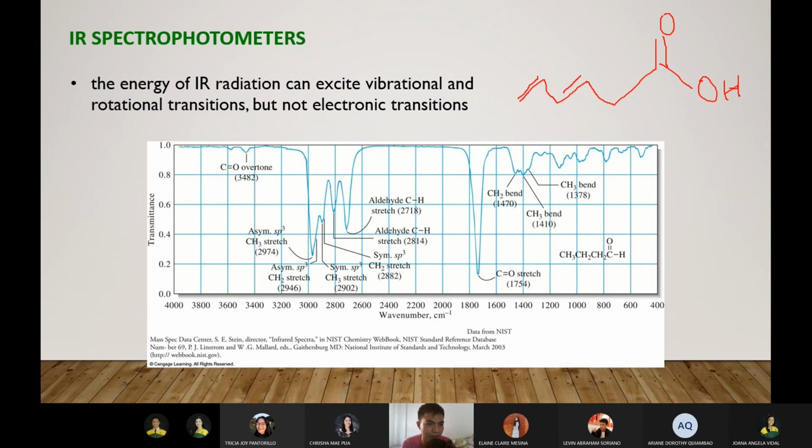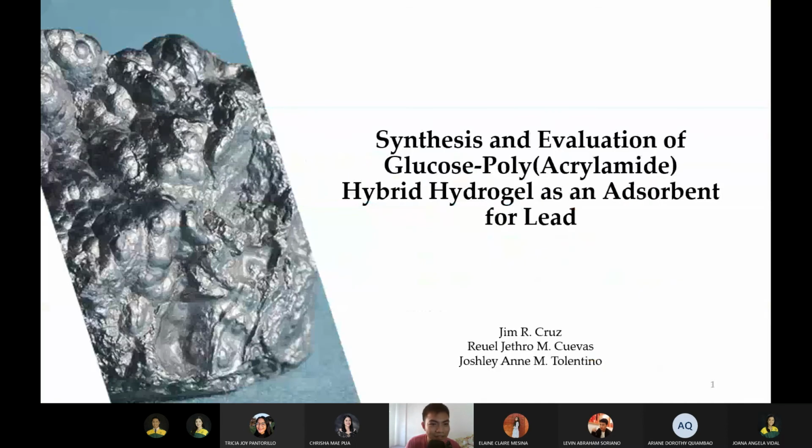Yan yung spectrophotometer. Let me share yung aking graph nung nag-thesis ako. Asan ba yan? Ito, matagal na tong PowerPoint na to. Proposal pala to. Yung final defense ng thesis ko, pakita ko na lang. So, hindi ako magde-defend ha.